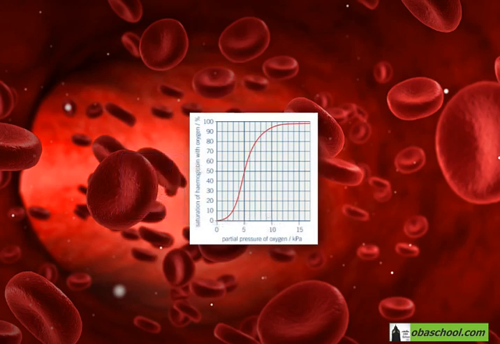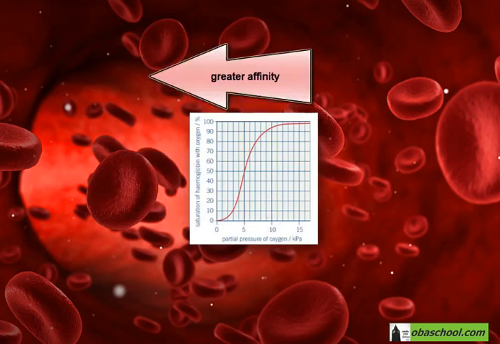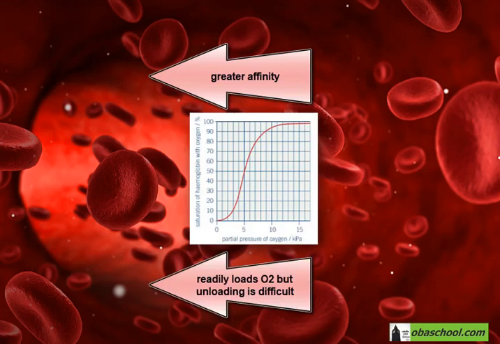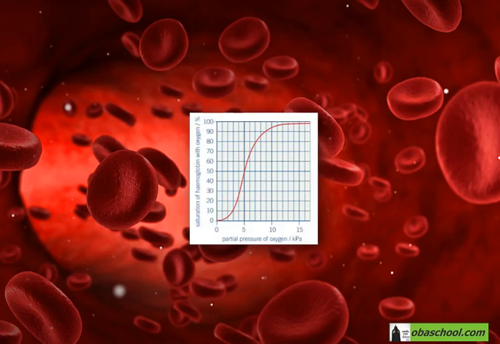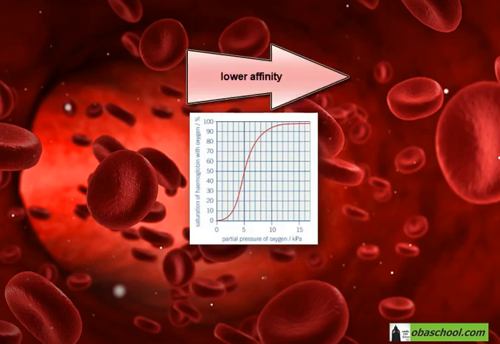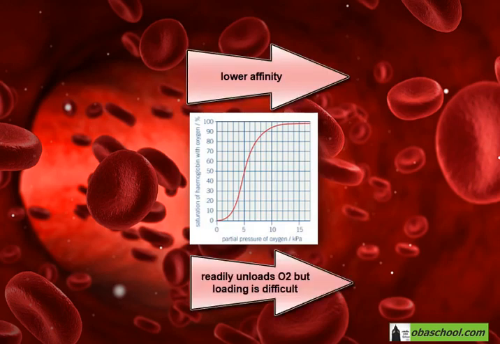Just remember that the further left you go, the greater the affinity of hemoglobin towards oxygen, which means it will load oxygen readily, but will unload oxygen with difficulty. The further right you go, the lower the affinity for oxygen. So you have less easy loading, but easier unloading.